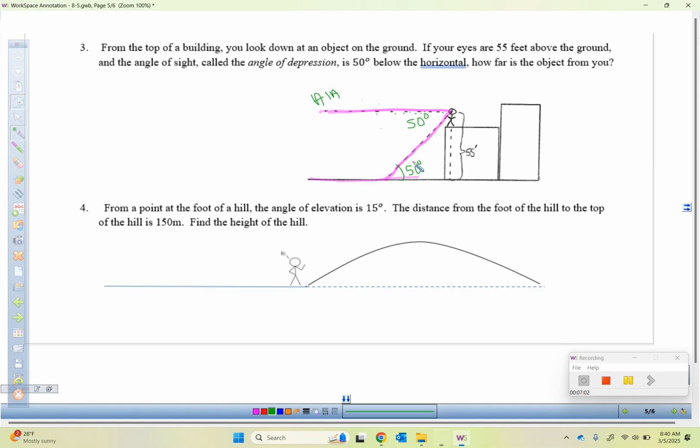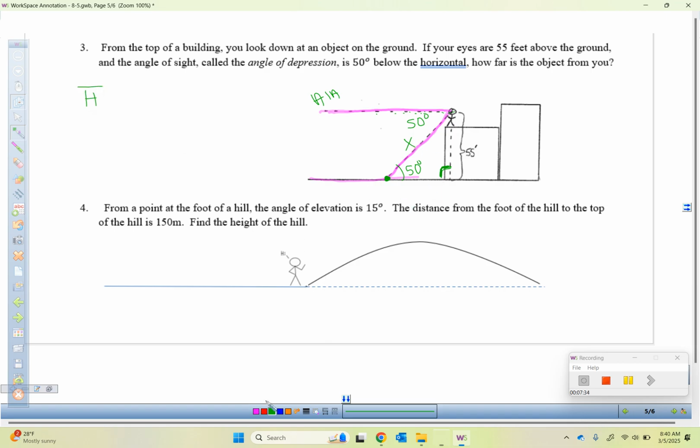It wants to know how far the object is from you. So this is the object. The object would be here because you're looking down. You're looking down at an object. How far is the object? So it wants to know how far from here to here. So this is where my x goes, my variable. Okay? So first of all, my right angle is here. Do I have a hypotenuse? Yes, I do.